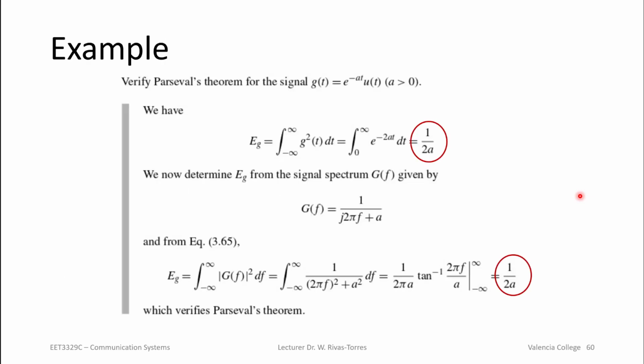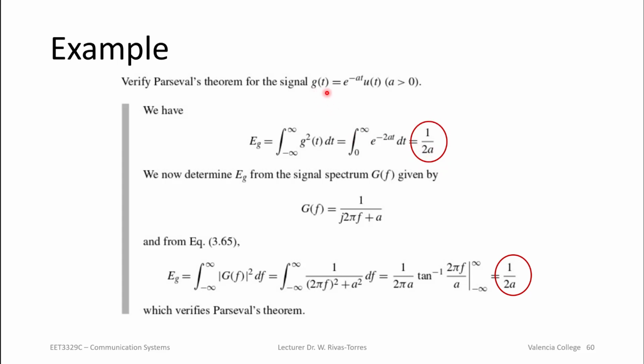Here's an example. It's from our textbook. To verify Parseval's theorem with the signal g(t) equals e to the minus at u(t) for a greater than 0. So I think we've done this kind of exercise before, but just to refresh everybody, this is a real signal, so we just square the signal. It's times the unit step. So the unit step is 0 before t equals 0, so we can change the limits of integration from 0 to plus infinity. And if you do that, you end up with a result of 1 over 2a.